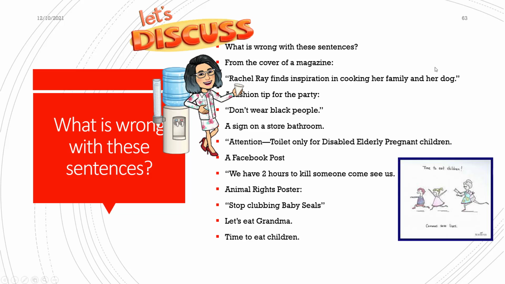Rachel Ray finds inspiration in cooking her family and her dog. Oh, so she's going to go put her daughter and her dog into a pan and cook them? No. So that's missing. Rachel Ray finds inspiration in cooking, comma, her family, comma, and her dog. So when you don't put in the commas, it changes the meaning.